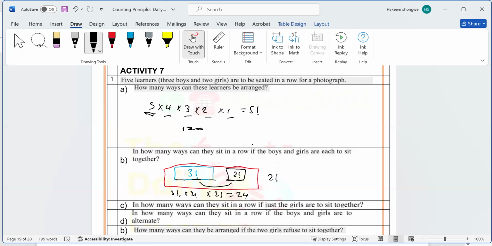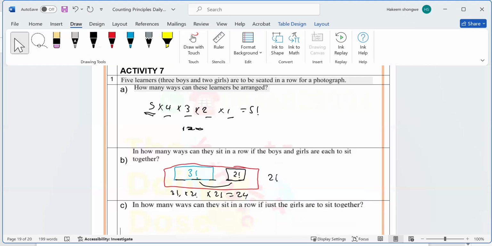And then we are moving on to the next one. They say, in how many ways can they be seated in a row if just the girls are to be seated together? So the boys can be moved, but the girls are to be seated together.